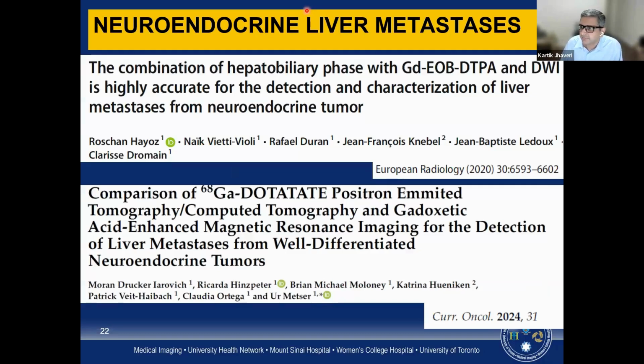And more recently, a paper from my hospital group compared gallium-68 dotatate PET scan, PET CT, against Promovus or EOB-DTPA for the detection of liver metastases in the setting of well-differentiated neuroendocrine tumors, and EOB or Promovus was superior to dotatate PET CT as well.